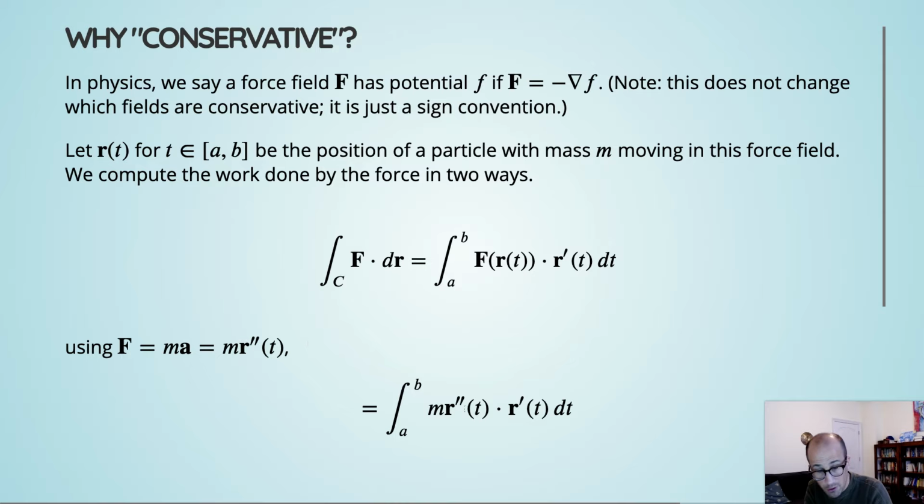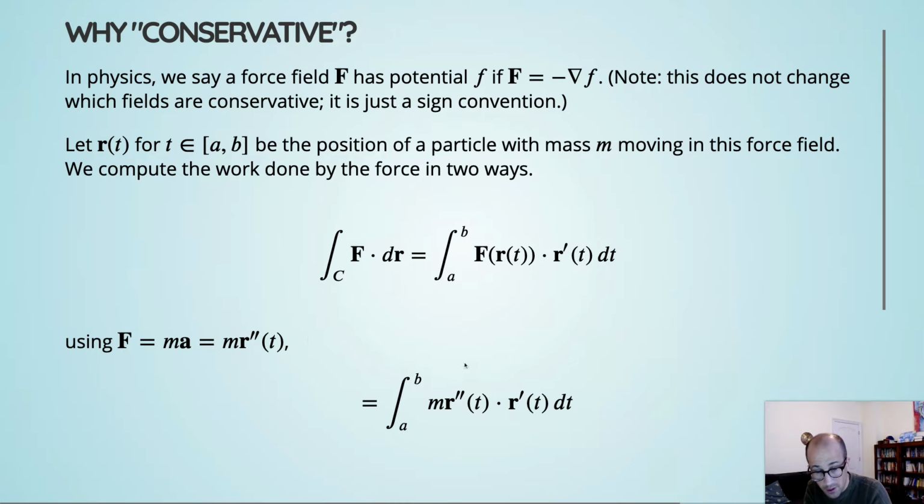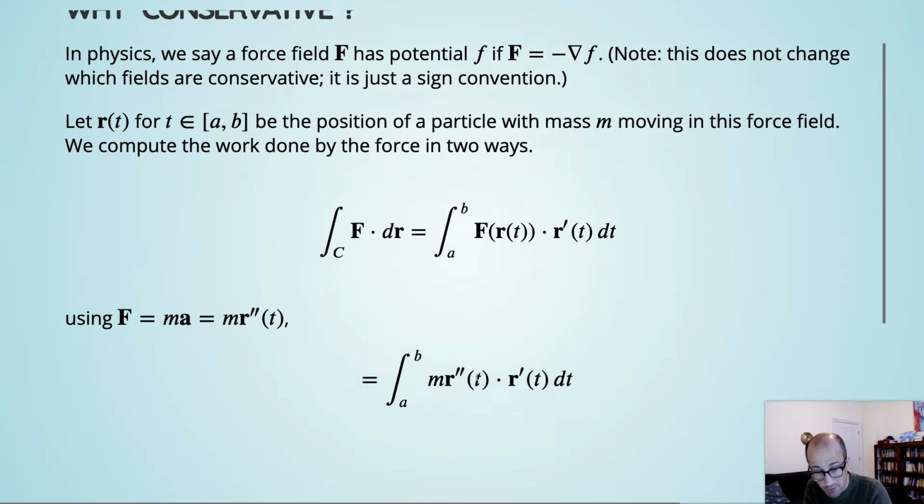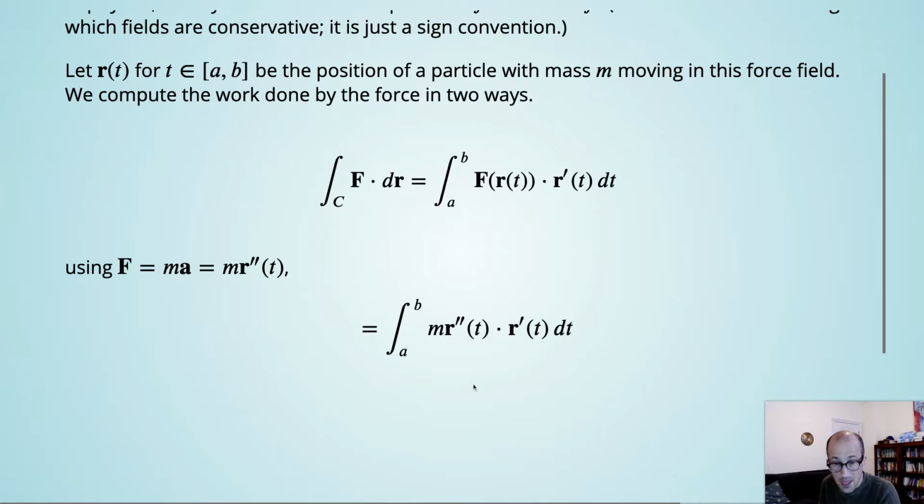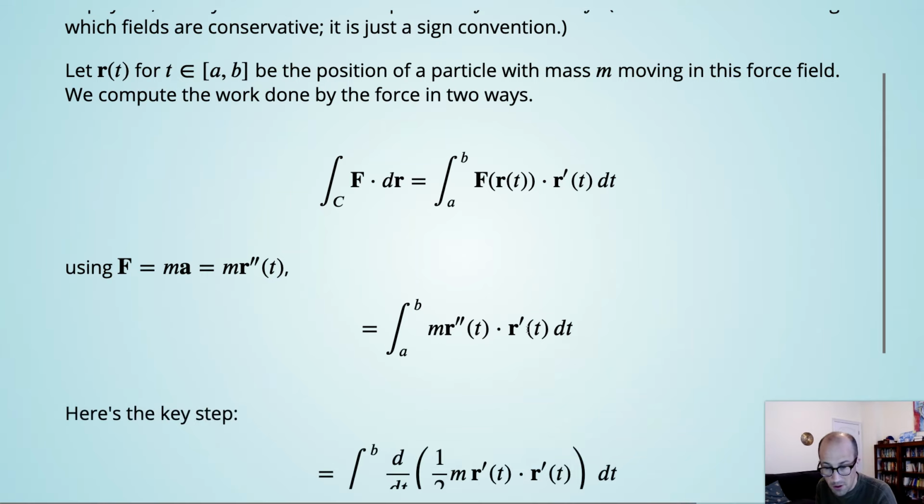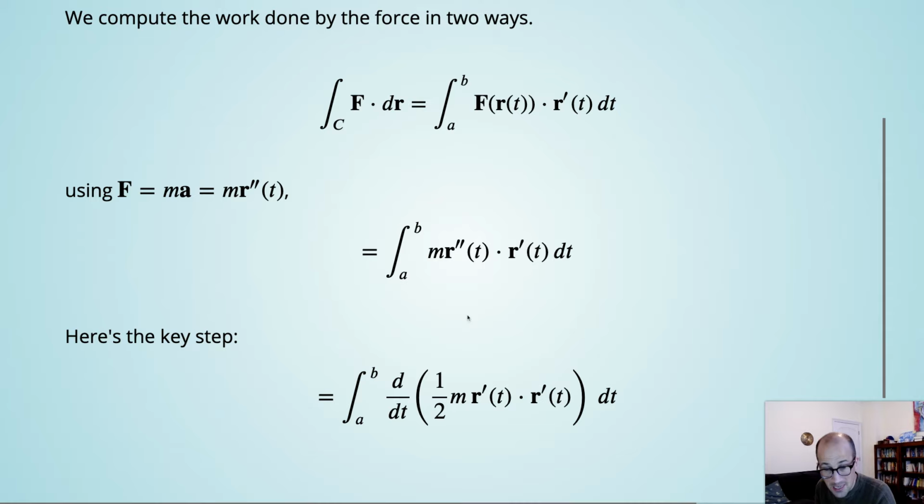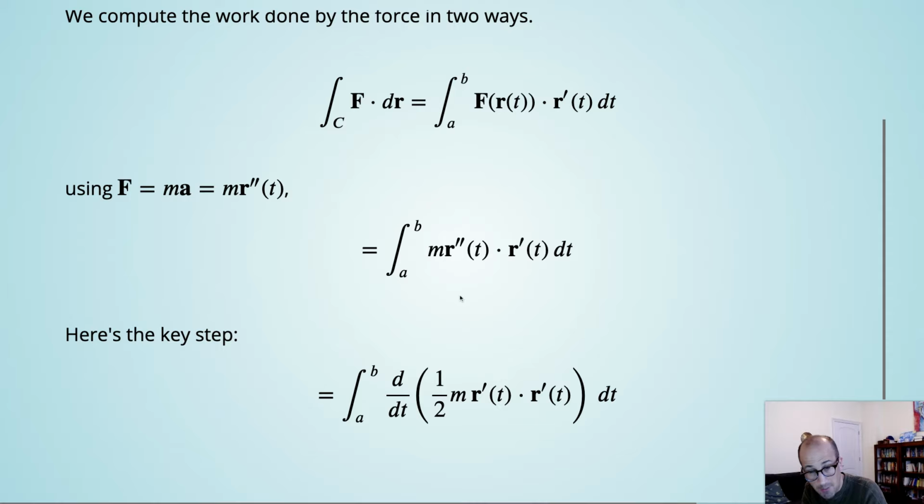So I just substitute in. Actually, this is the mass times the second derivative there. And the important thing is to recognize what's happening here. I've got the second derivative dotted with the first derivative. So it's a derivative dotted with a vector valued function. This is the key step. So pause this if you're wondering what was the magic that just happened.